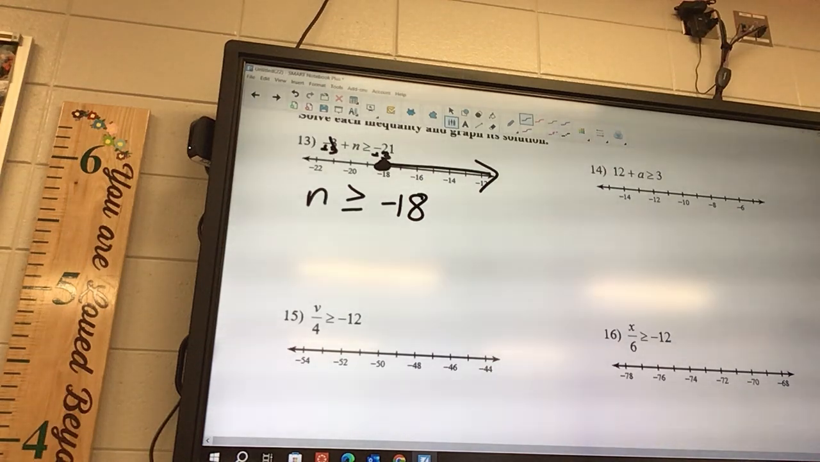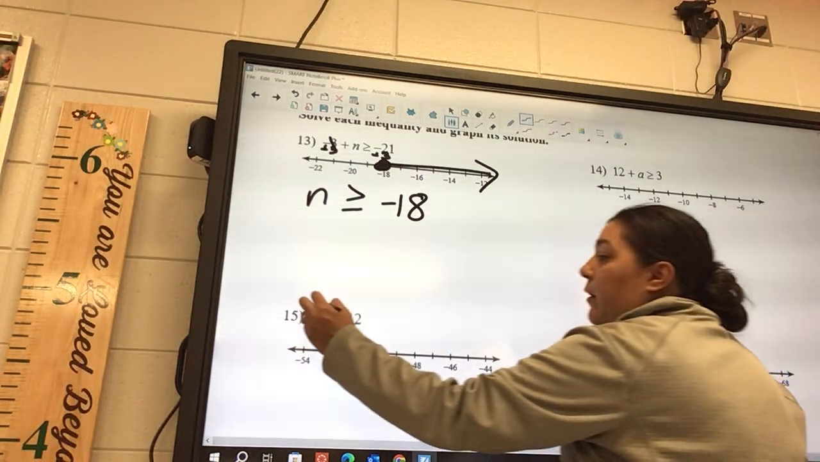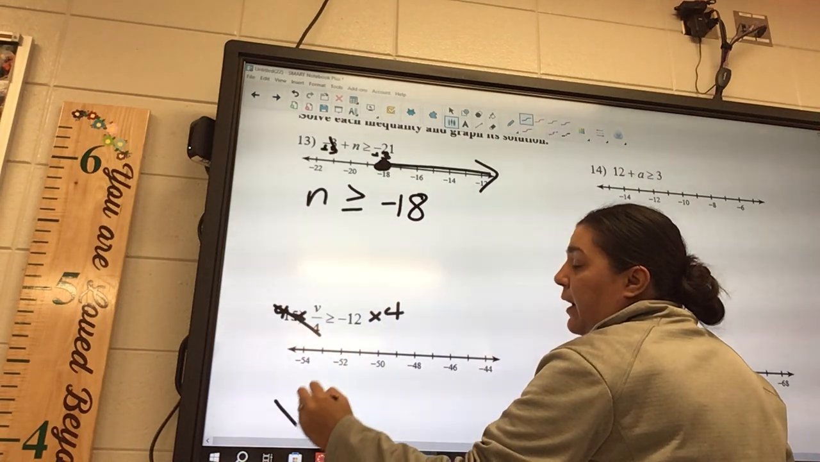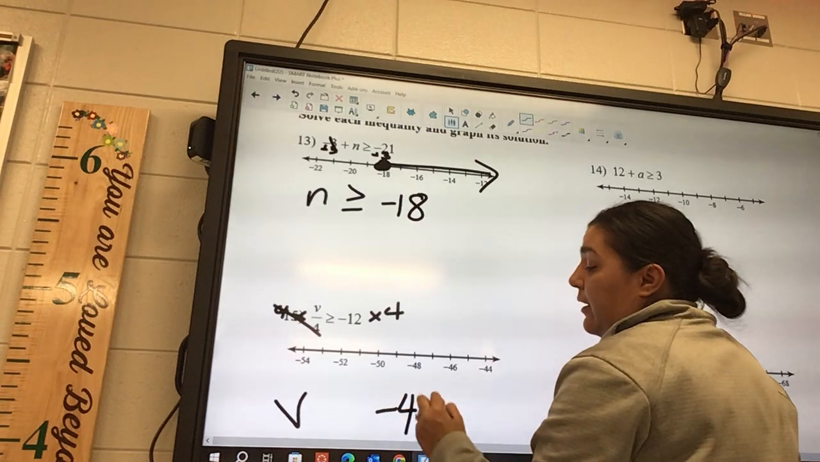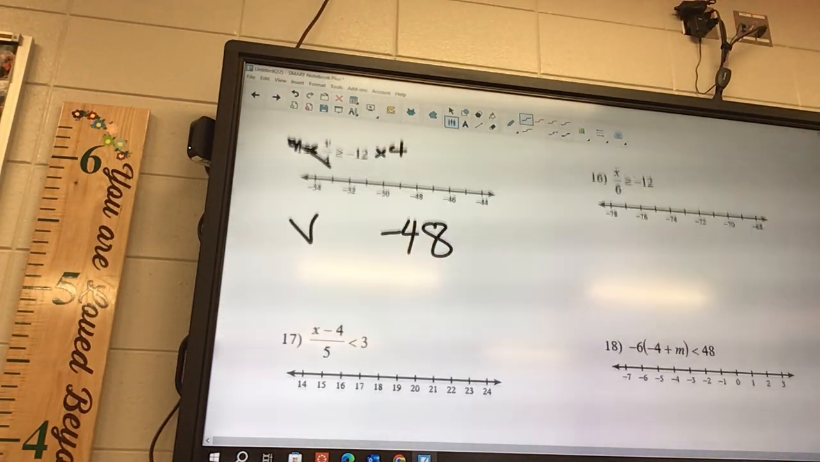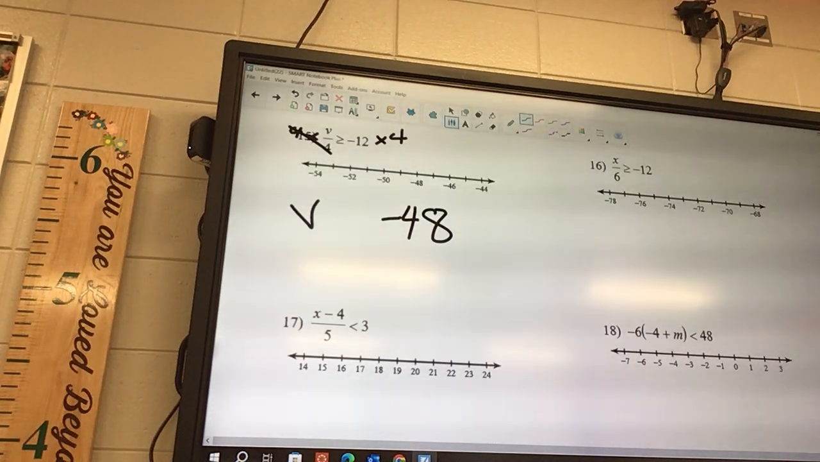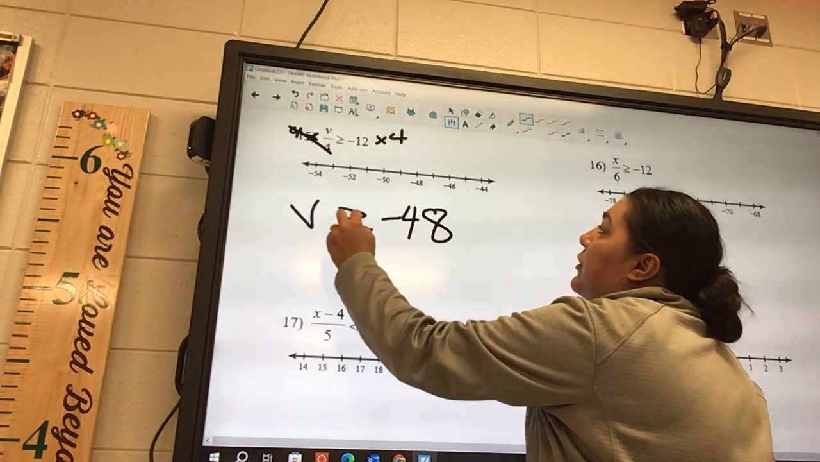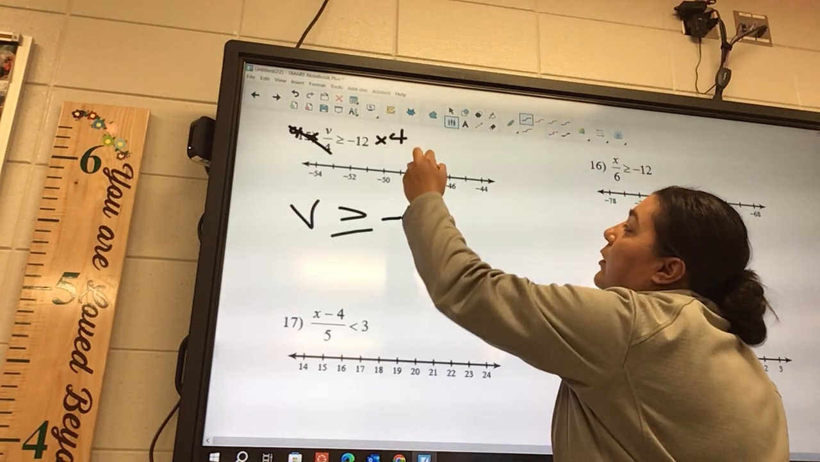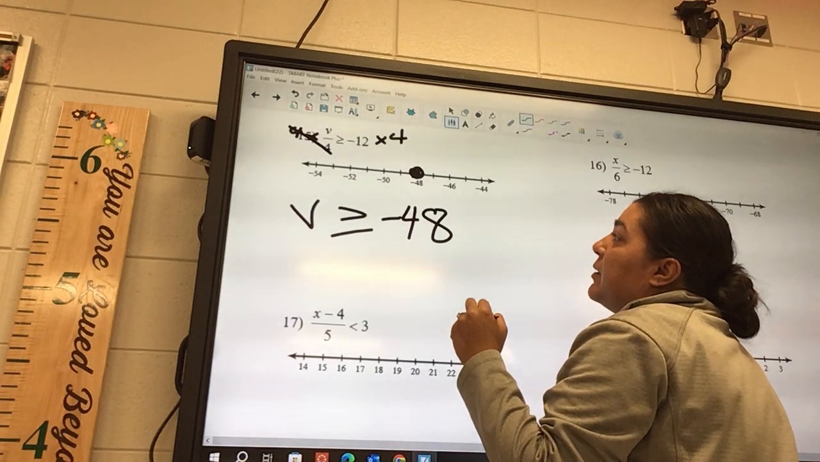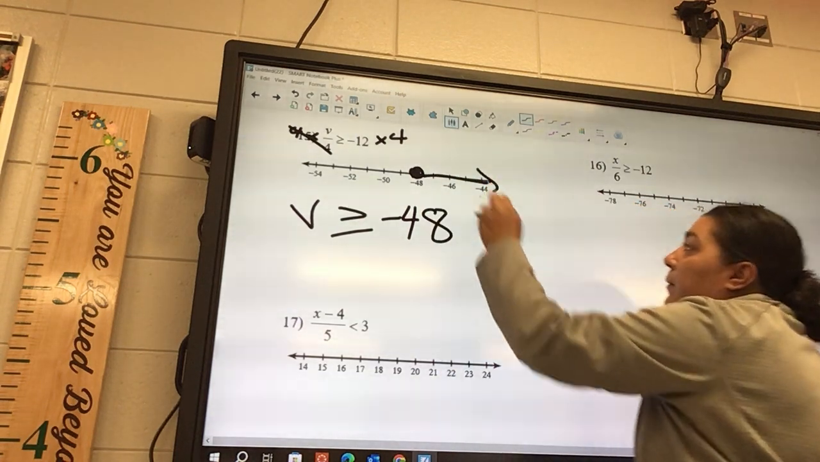Okay, 15, we're gonna multiply both sides by 4. So I wanna get V negative 48. Do I need to flip? No, why not? What number would have to be negative in order for me to have to flip it? The 4 would have to be negative, okay? So we're not gonna flip. Should that be open or closed? Closed, going which way? Says V is bigger. To the right.